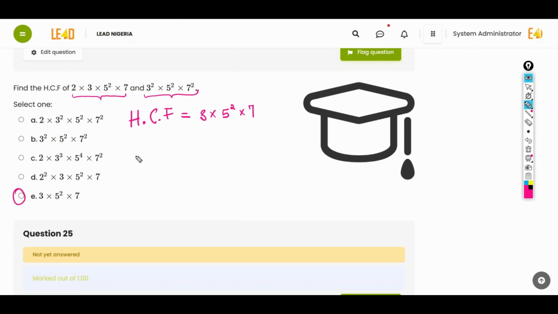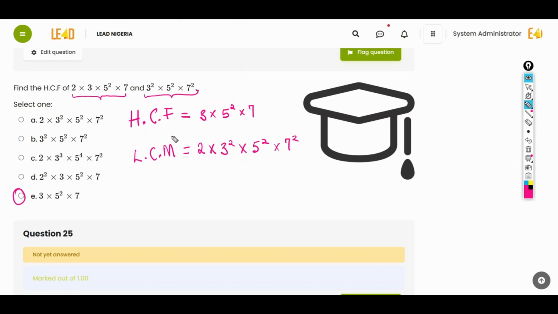But if I was asked for the LCM, we'd look for the combination without repetition. So you can say, at most, what can I find? At most I can find 1 two. At most I can find 3 squared. At most I can find 5 squared, and at most I can find 7 squared. So that's the LCM. For LCM, we look for at most, or if I combine it, what can I find? If it occurs in only one, I still put it in. But for HCF, we look for at least.